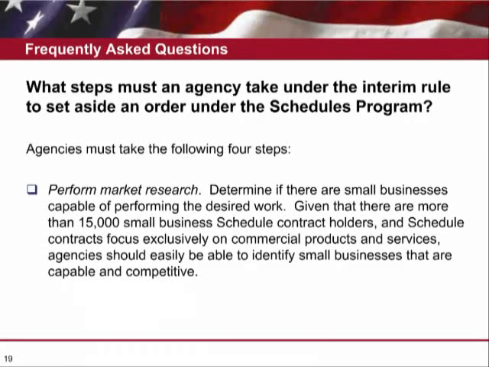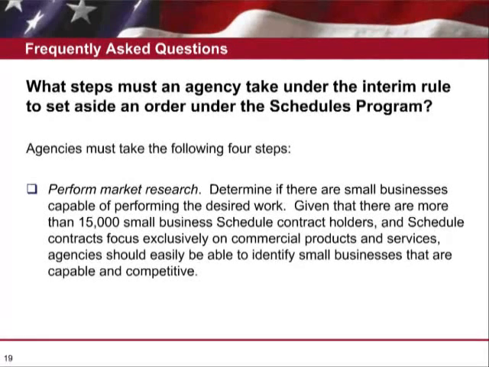Now, one thing unique about small business set-asides versus doing a regular order or a non-set-aside order under Schedules is that there is that limitation of subcontracting. So when we say perform market research to see if there are small businesses capable of performing the desired work, your market research needs to find if there are enough small businesses that can do 50% of your requirement. Because if you're going to set it aside, that's a performance standard that they're going to be held to.